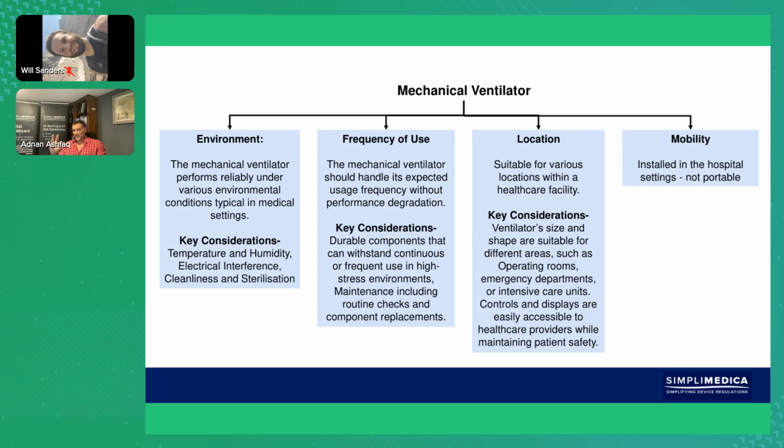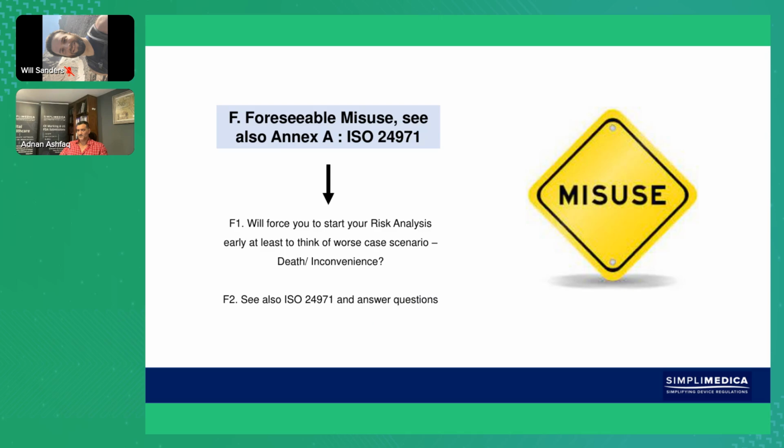So this is really important at the outset when the intended use statement is being drafted, that all these key characteristics and considerations are being made, and that you understand the repercussions of changing any of these branches of the intended use statement. The location: the key consideration is the ventilator size, where it would fit in operating rooms, emergency departments, intensive care units. Controls and displays should be easily accessible and legible, installed in hospital settings, which is not portable. So these are all key considerations, again, to have a look at.